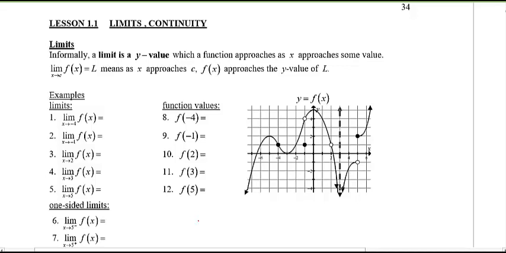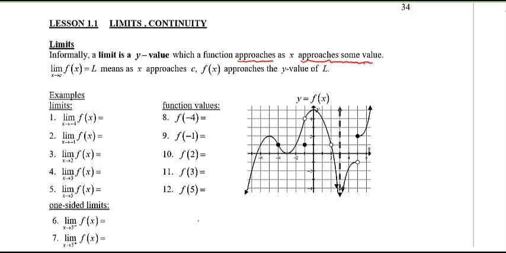Now, informally, a limit really is just a y value which a function approaches, and here's the key word, approaches, as x approaches some other value. So in the past, we've always said, what happens when x equals something? Now the question is, what happens to the function when x approaches something?